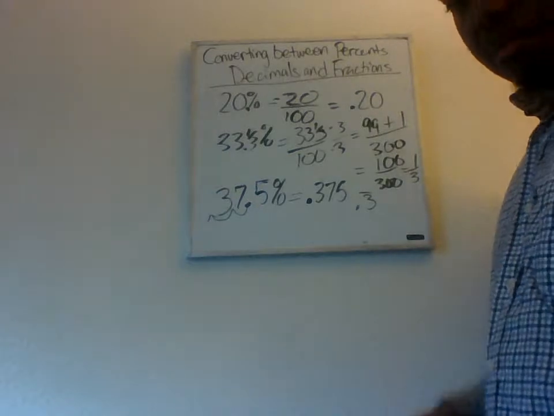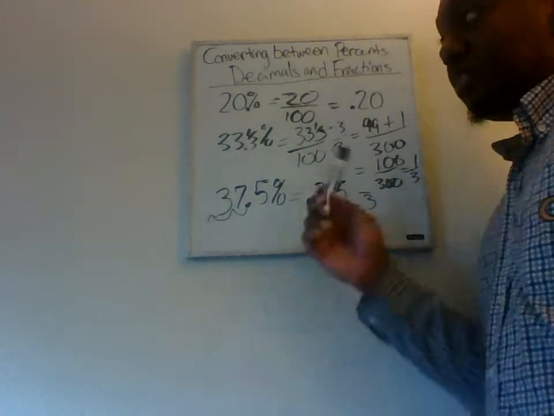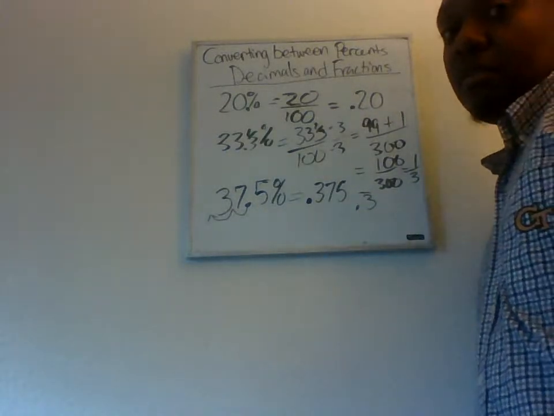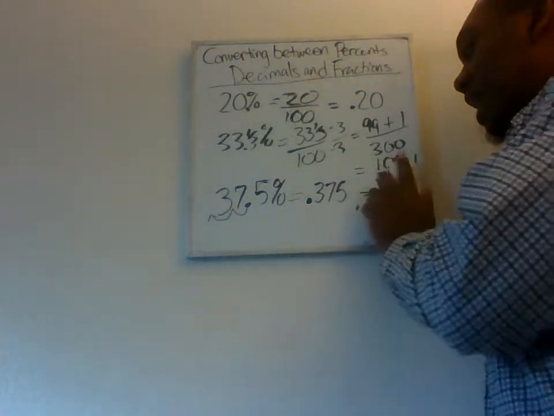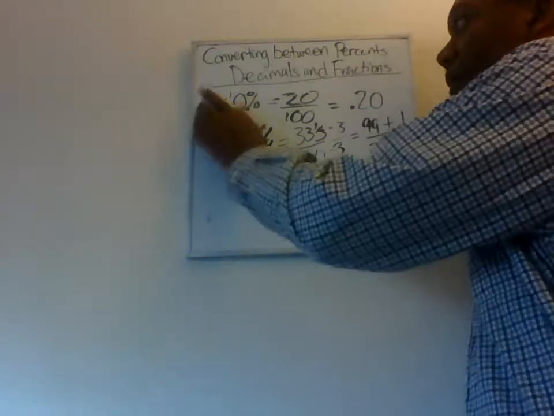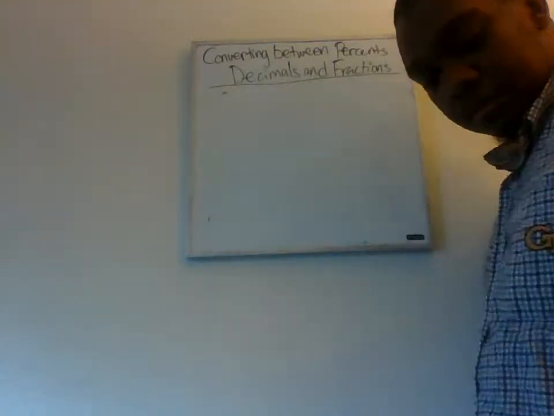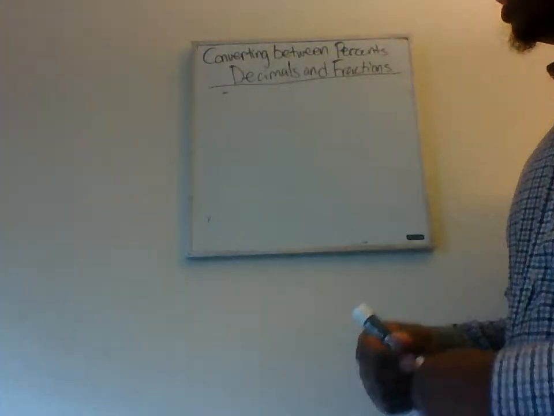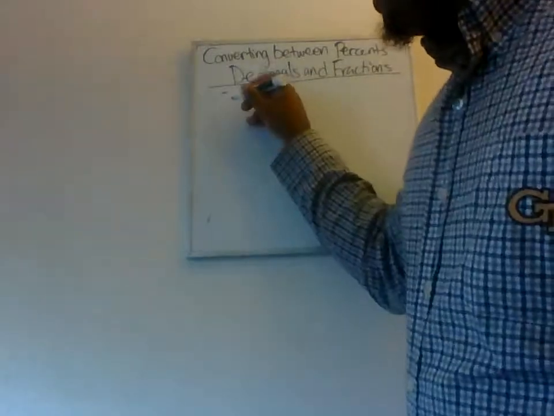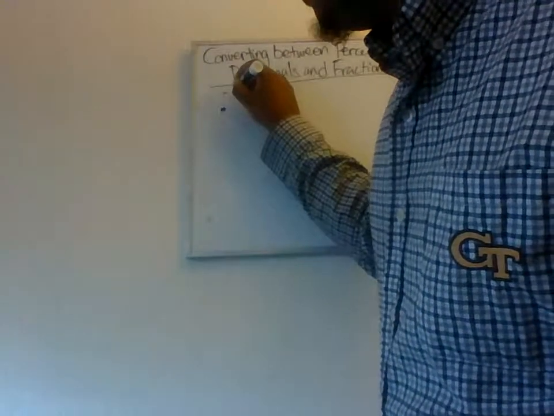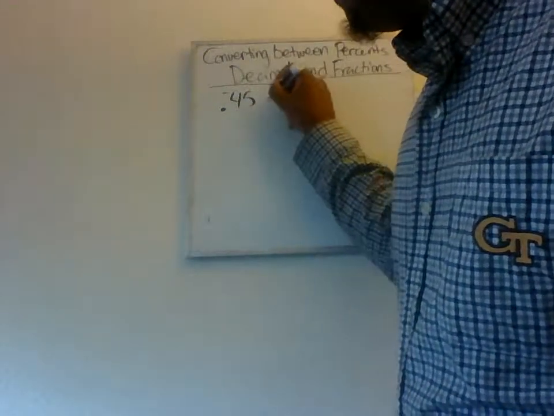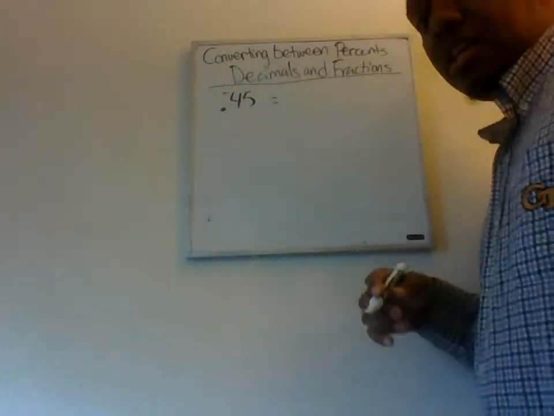Well, you may have already figured out how we can reverse these to go the opposite way, to go from a decimal to a percent. So let's look at that. So let's say, for instance, that we have 0.45, and we want to change that to a percent.